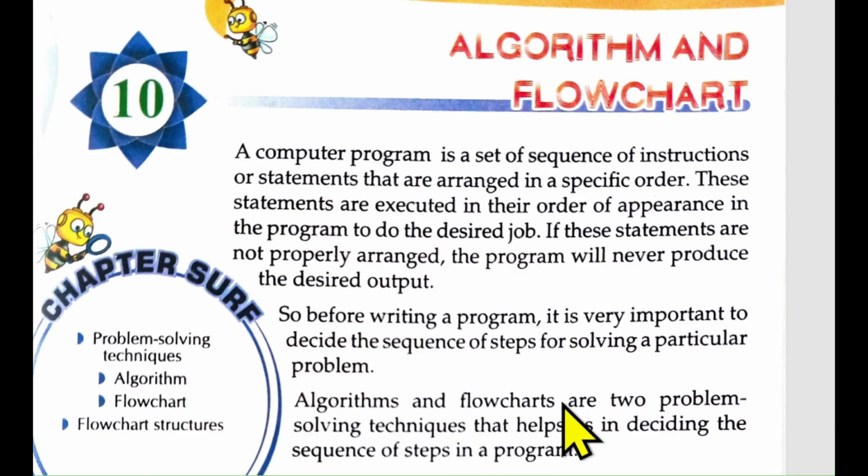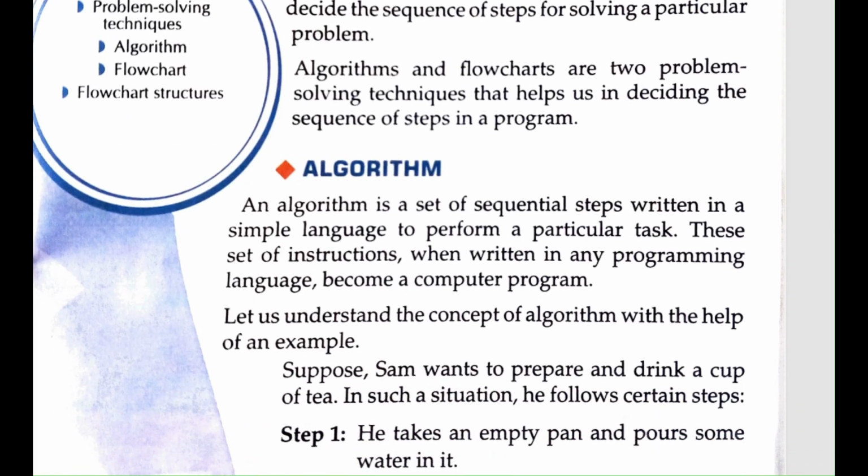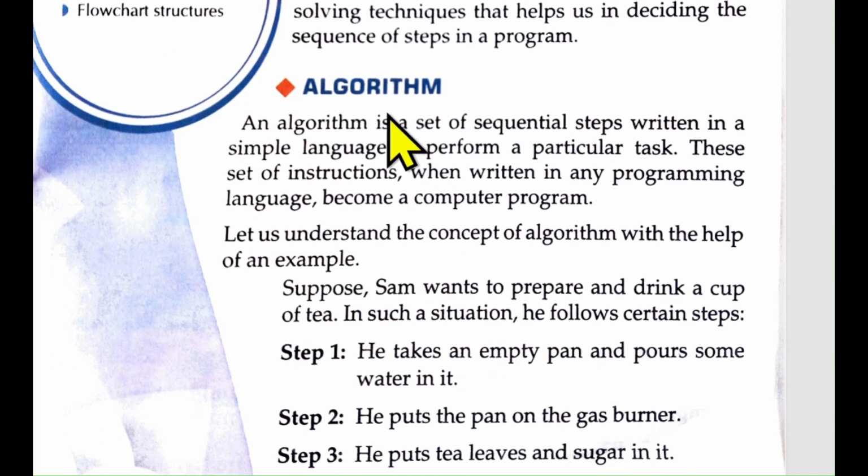So algorithm and flowcharts are two problem solving techniques that help us in deciding the sequence of steps in a program. So let's see how we use algorithm. Firstly, let's go to the algorithm. An algorithm is a set of sequential steps written in a simple language to perform a particular task. If you are writing a basic program or any HTML program, you write that in proper sequential steps. So if you are writing any problem in sequential steps, that is known as algorithm. These set of instructions, when written in any programming language, become a part of a computer program.